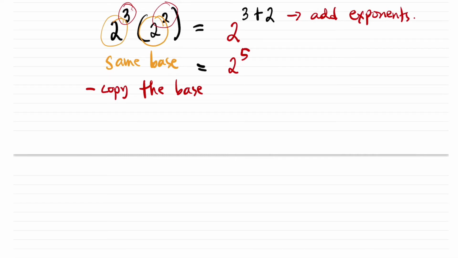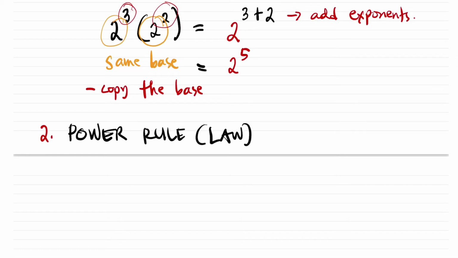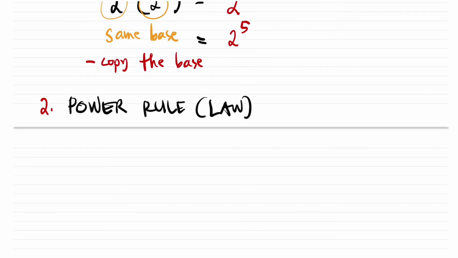Now we proceed to the second rule, or the second law. The second one is what we call the power rule, or the power law. The pattern for the power rule would be a to the power of m and raised to the power of n. A power raised to another power is equal to a to the power of m times n.